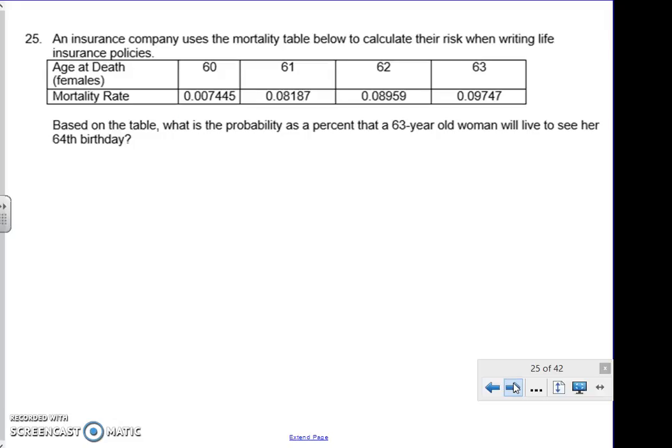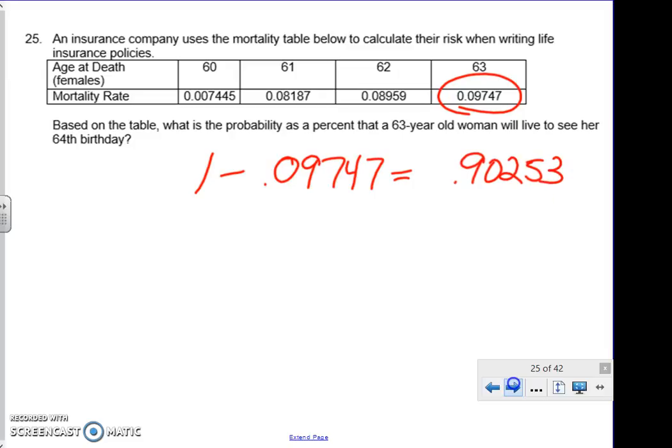Insurance company uses the mortality rate table right below. Based on the table, what is the probability that a 63-year-old woman will live to see her 64th birthday? So when we look at this, this has already been converted, and so whatever the answer is, we're going to subtract it from 1, because 100% as a decimal is 1. So we end up at 0.90253 is the probability that they will see their next birthday.